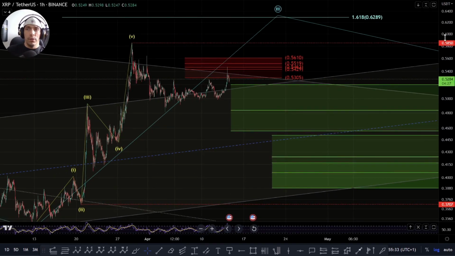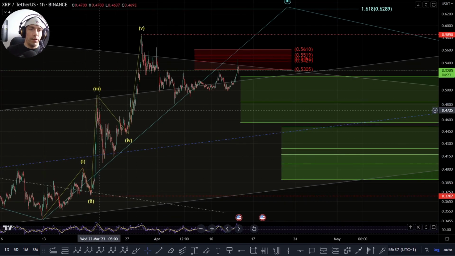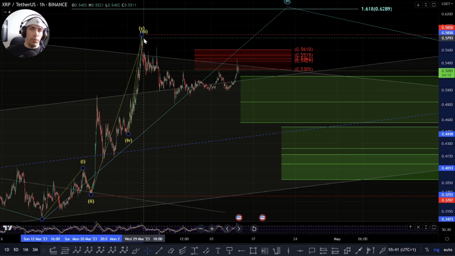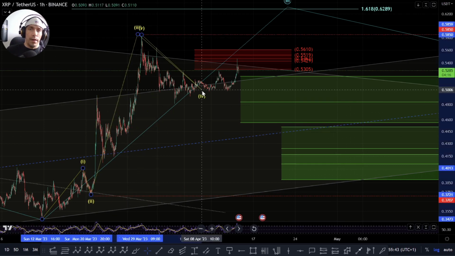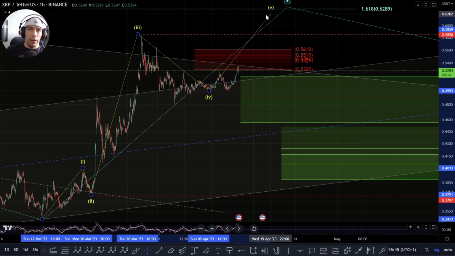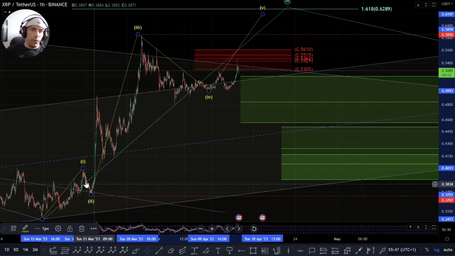If we did actually break back above this, then I would be more inclined to think that potentially within this, there's a way of counting this third wave into this high. We could have had a fourth wave triangle, and then we're looking for a fifth wave like this.